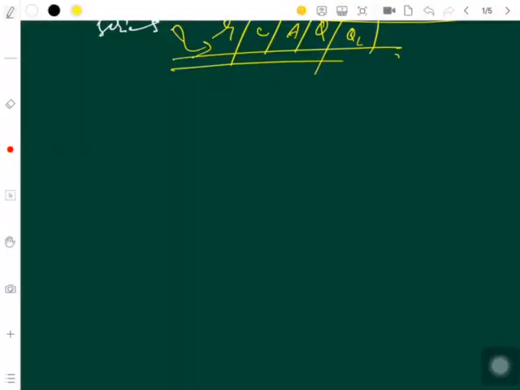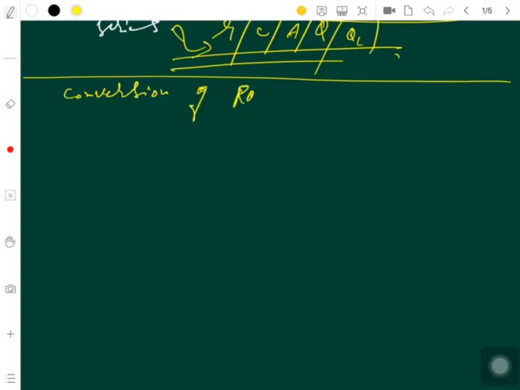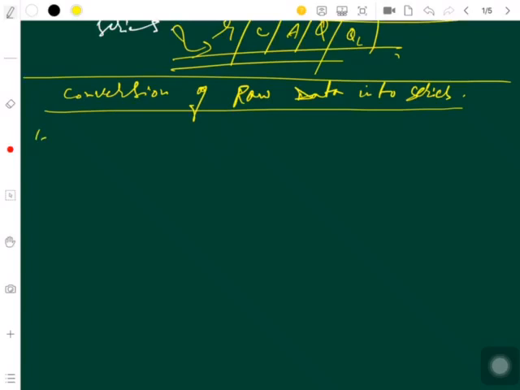Series, or let us make it a topic: conversion of raw data into series. Okay, so number first is individual series. Number second is frequency series.